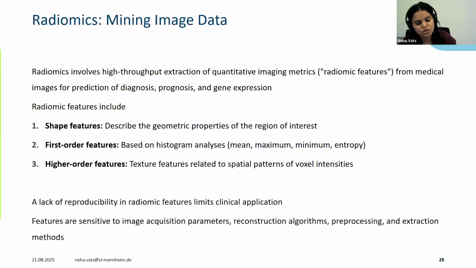A lack of reproducibility in radiomic features limits its clinical application. But this is also a field which is under progress, and maybe we would be able to overcome this limitation. These radiomic features are also very sensitive to image acquisition parameters, reconstruction algorithms, pre-processing and extraction methods. So hopefully we will be able to overcome that as well.